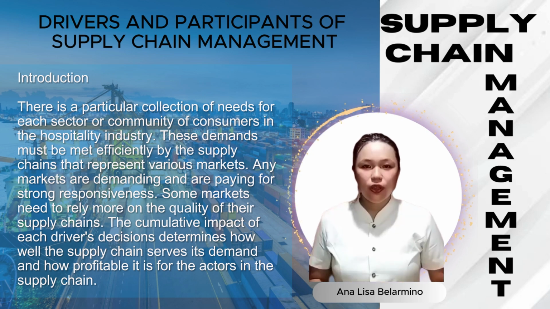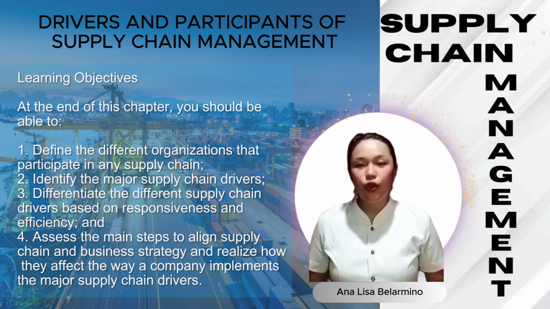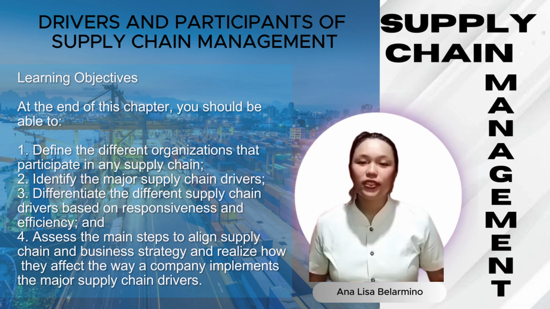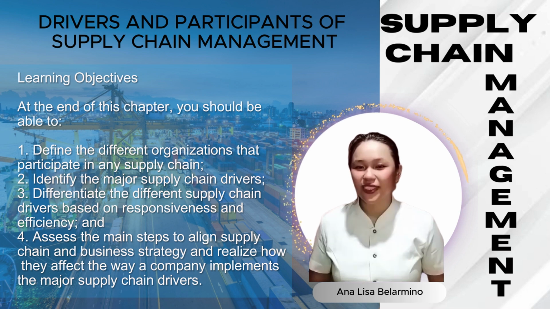involved. For the learner objectives at the end of this chapter, you should be able to, first, define the different organizations that participate in any supply chain. Second, identify the major supply chain drivers. Third, differentiate the different supply chain drivers based on responsiveness and efficiency. And fourth, assess the main steps to align supply chain and business strategy and realize how they affect the way a company implements the major supply chain drivers.